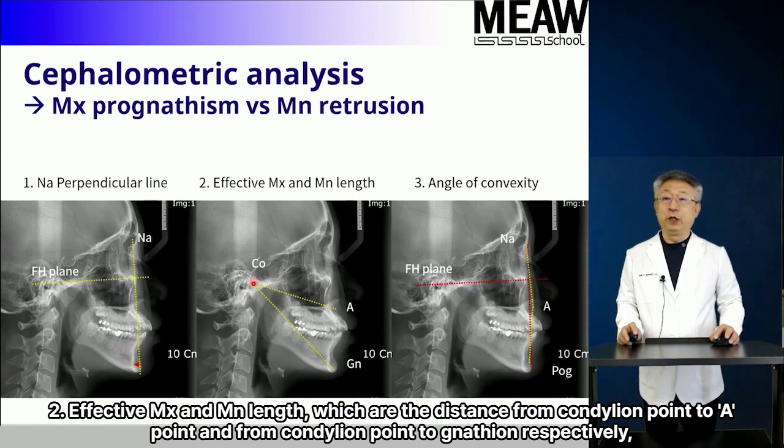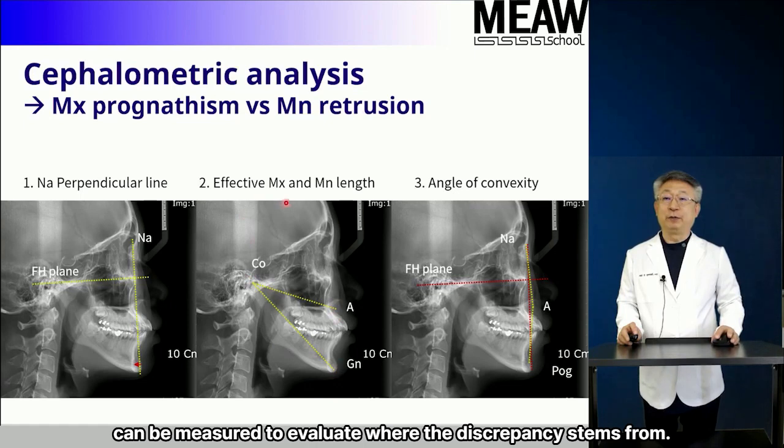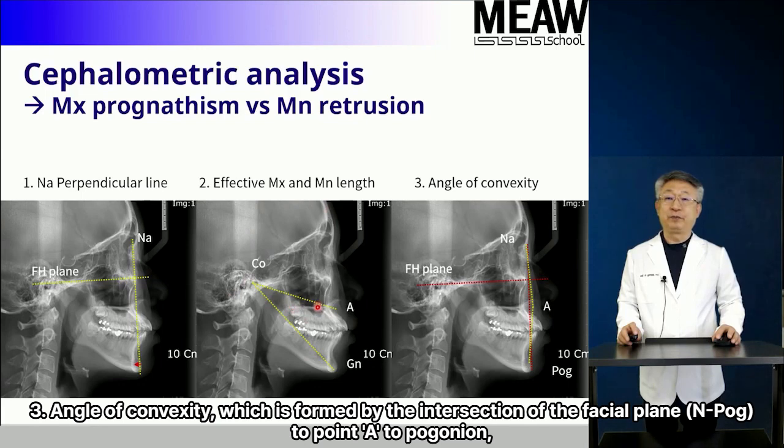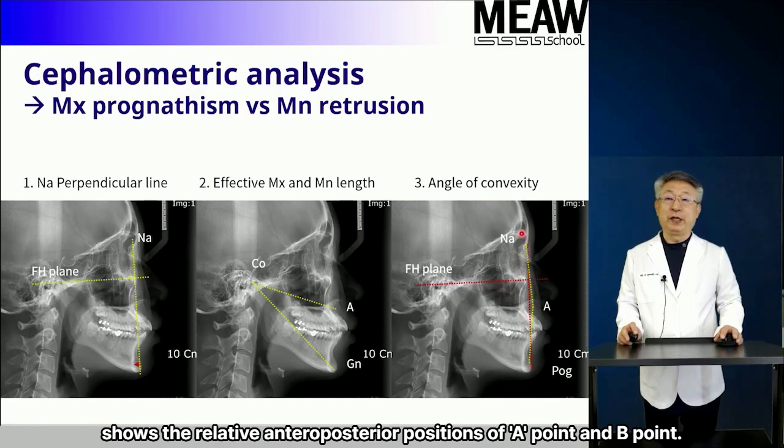2. Effective maxillary and mandibular length, which are the distance from condylion to A point and from condylion to gnathion respectively, can be measured to evaluate where the discrepancy stems from. 3. Angle of convexity, which is formed by the intersection of the facial plane and the line from pogonion to A point, shows the relative anteroposterior positions of A point and B point.